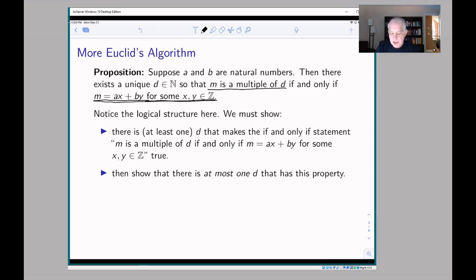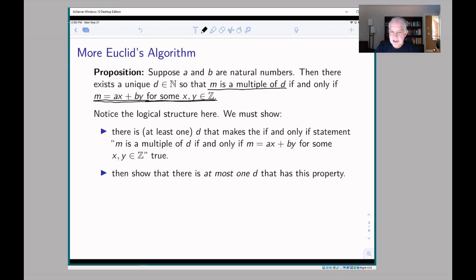So from a logical point of view, there are two things we have to deal with. We have to show, first of all, that there is a D that makes the if and only if statement, M is a multiple of D if and only if M equals AX plus BY for some X, Y in Z, true. And then we have to show that there's at most one that has this property. We already know that there is one, namely the GCD, but we'll work through it carefully to see exactly what is going on.